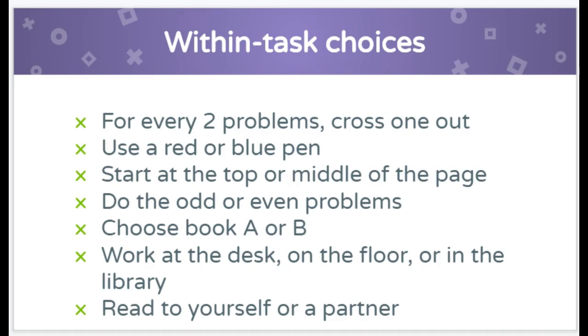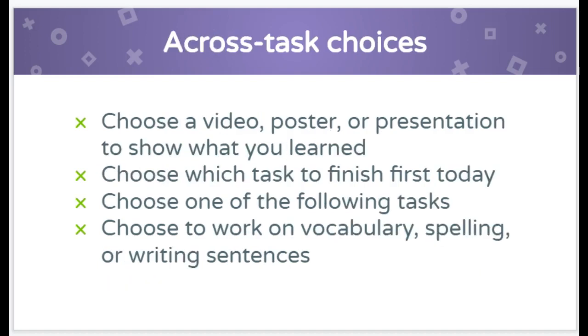Maybe the choice is choose book A or book B, or how I'm working. I'm working at my desk, or I could sit on the floor, or I could work at the quiet library space. Maybe the choices about reading are read to yourself, read to a partner, or read the story out loud in technology so that someone else can listen to it later.